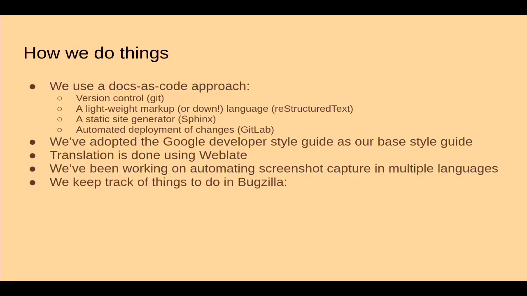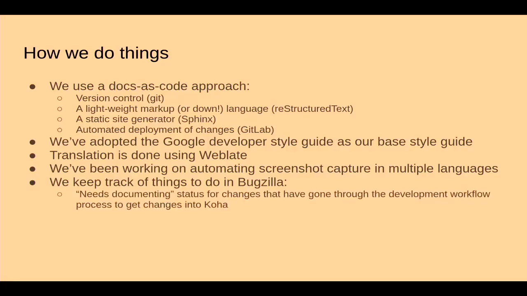We keep track of most things we do in Bugzilla, just like for Koha itself, where you create a bug and it goes through the development cycle. We use that as well to keep track of things that need to change in the documentation. So once a normal Koha bug goes through the development process and it's backported to the maintenance releases, it has a needs documenting status, and we can get a list of all of those and go through them and see what needs documenting and work on them.